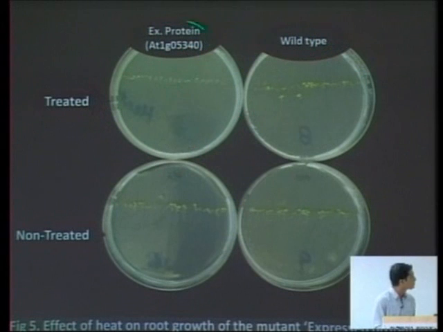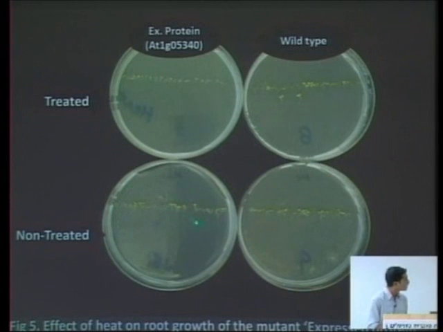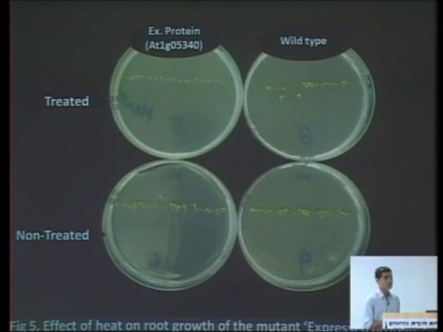This is the expressed protein that I showed earlier, which on non-treatment has luxurious growth of roots, as you can see here, even in wild type. But when we treated it with heat, then you can see the plants. Almost all plants turned brown and they started dying. So we can just predict that this gene might be involved in providing resistance towards heat treatment.